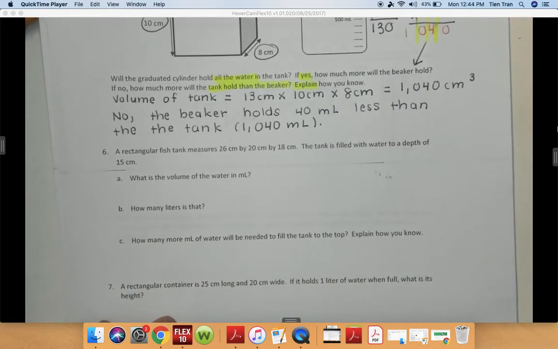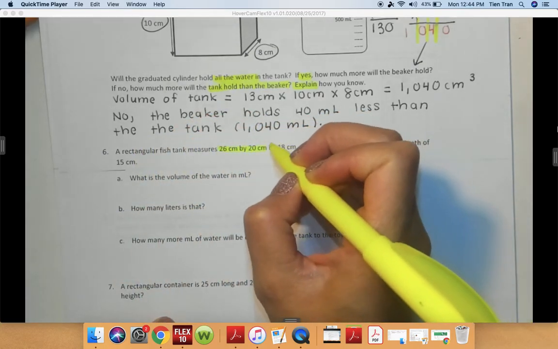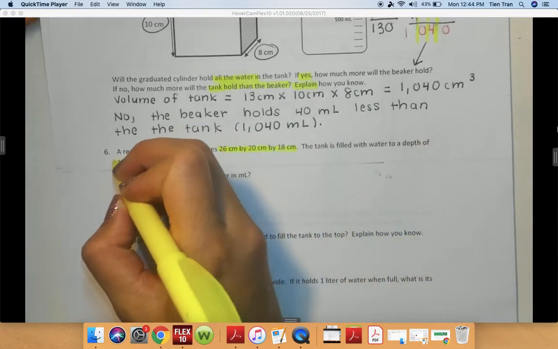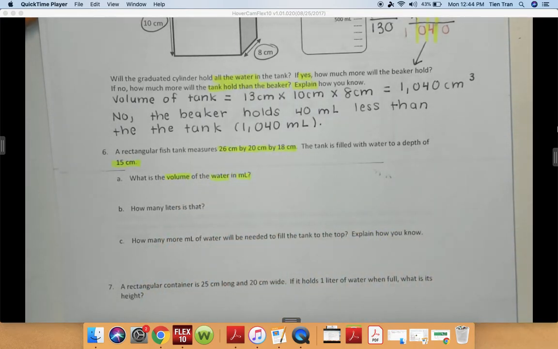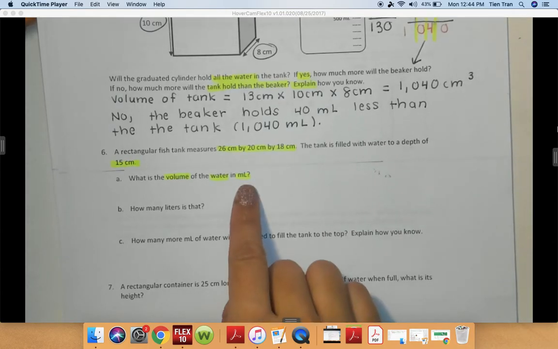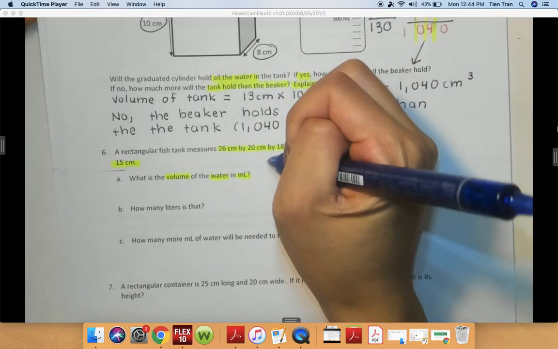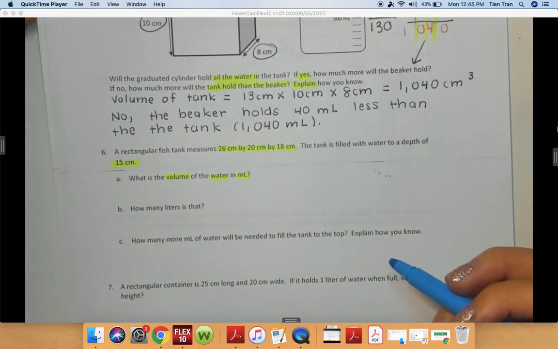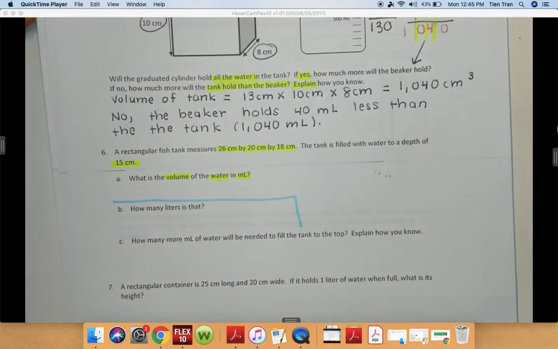Number 6. A rectangular fish tank measures 26 centimeters by 20 centimeters by 18 centimeters. The tank is filled with water to a depth of 15 centimeters. What is the volume of the water in milliliters? So I need to figure out what the volume would be if I were to convert it into milliliters. When you are trying to solve a problem of volume, you're going to first multiply, just like all the other problems. Let me draw lines so you can see what I'm doing here. Okay, so I have 26 centimeters.